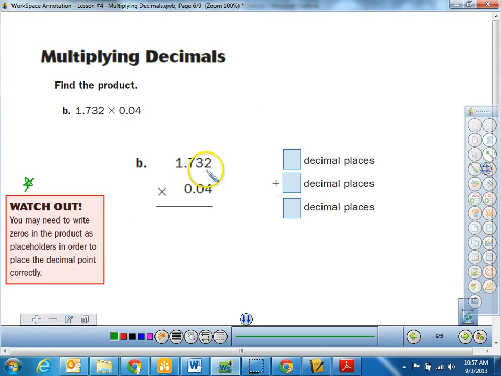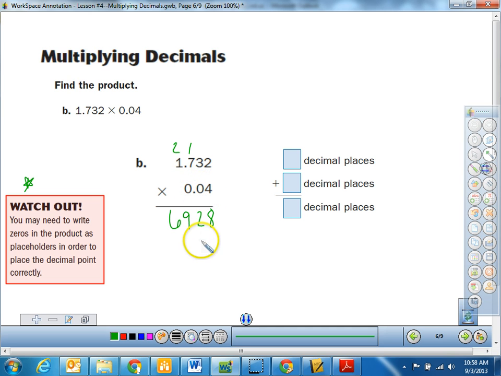So let's go ahead. We're going to pretend that this is 1,732 times 0.04. I wouldn't call it 004. I would just take it times 4, right? So I'm going to go 4 times 2 is 8. 4 times 3 is 12. Put the 2 down and the 1 up. 4 times 7 is 28, plus 1 is 29, so the 9 goes down and the 2 goes up. And 4 times 1 is 4, plus 2 is 6. 6928.